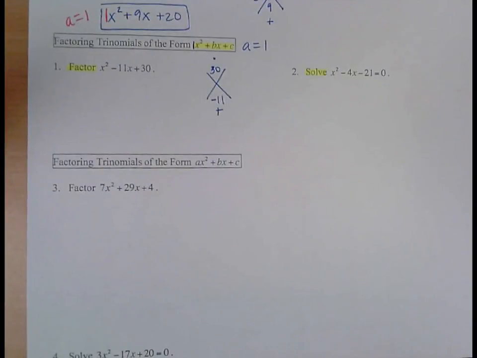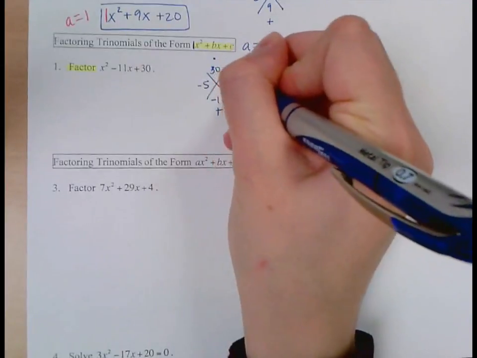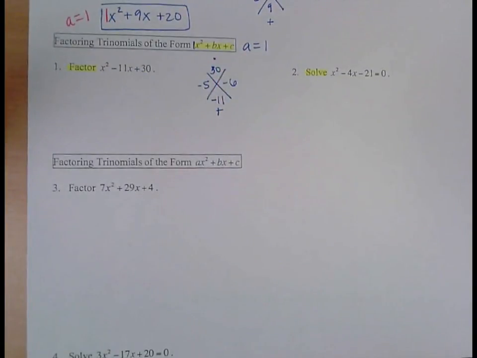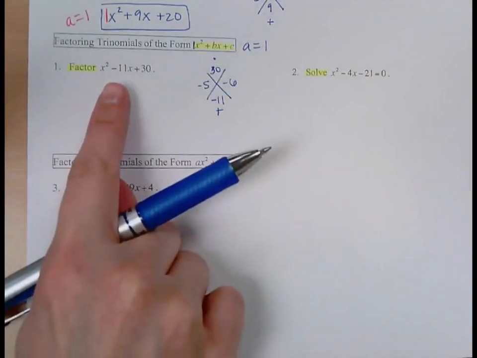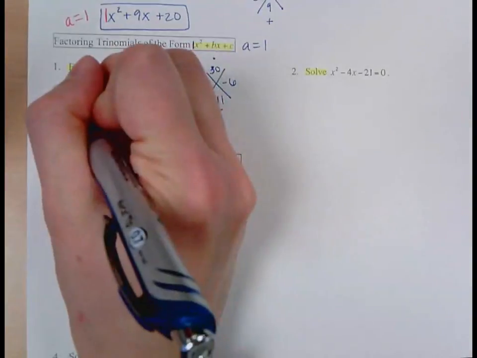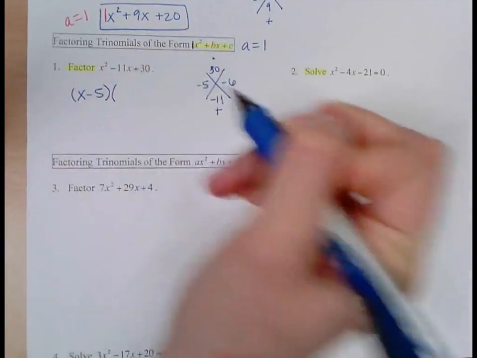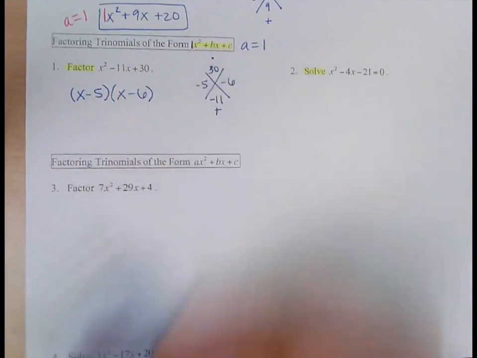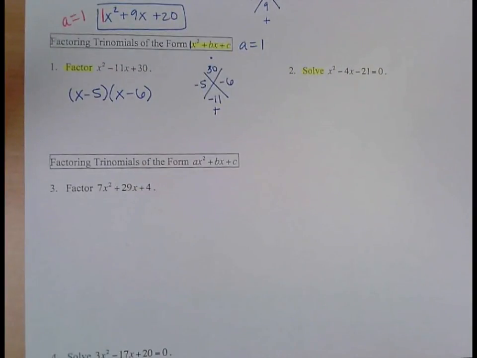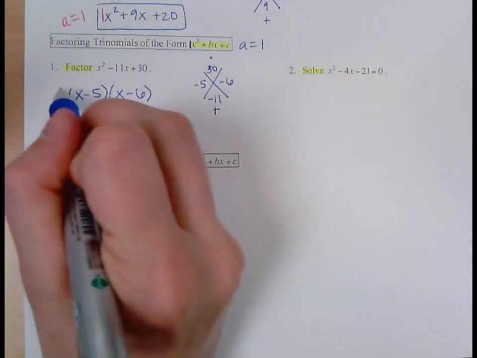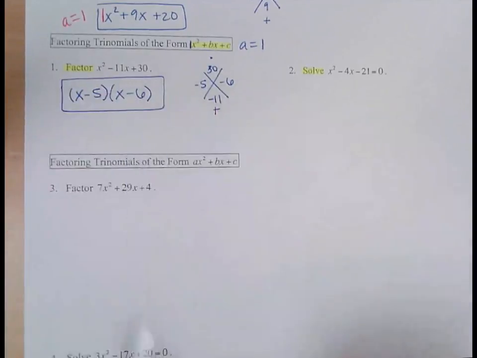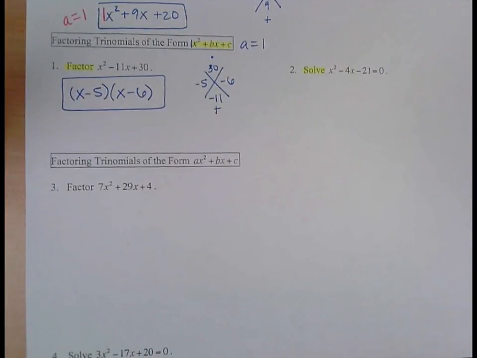So what two numbers multiply to a positive 30 and add to a negative 11? Lisa? So negative times a negative would be a positive 30, and then they do add to a negative 11. So then the factored form is x minus 5 times x minus 6. And it just says to factor, so that is your answer.